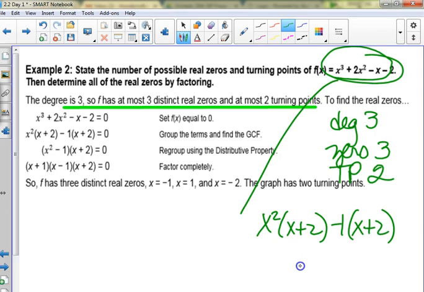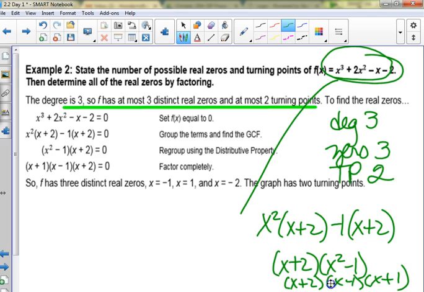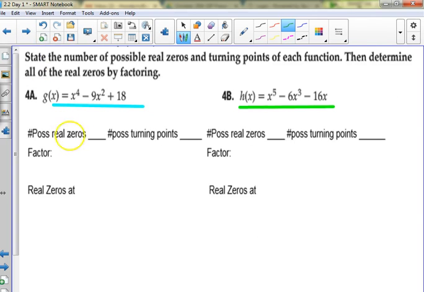And then x plus 2 and x squared minus 1, which still factors: x minus 1 and x plus 1. Okay, so did we find the zeros? It says the number of possible real zeros, 3. Turning points, 2. Determine all the real zeros by factoring. The zeros are at negative 2, 1, and negative 1.